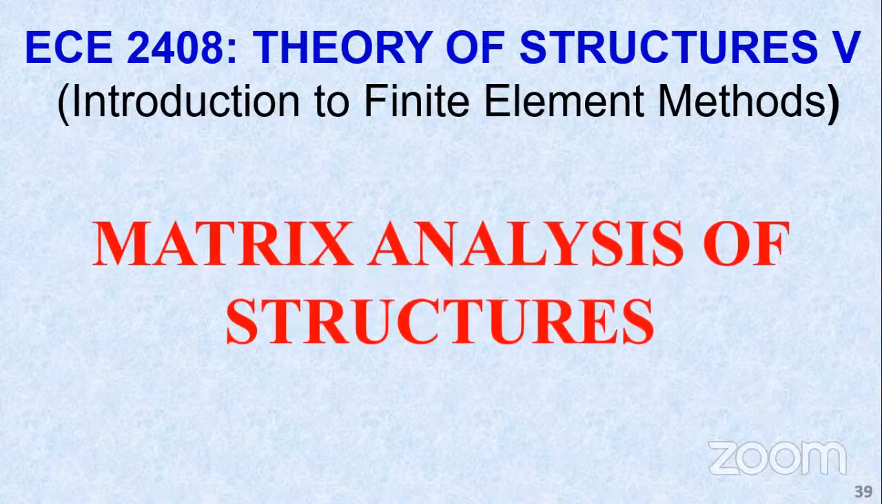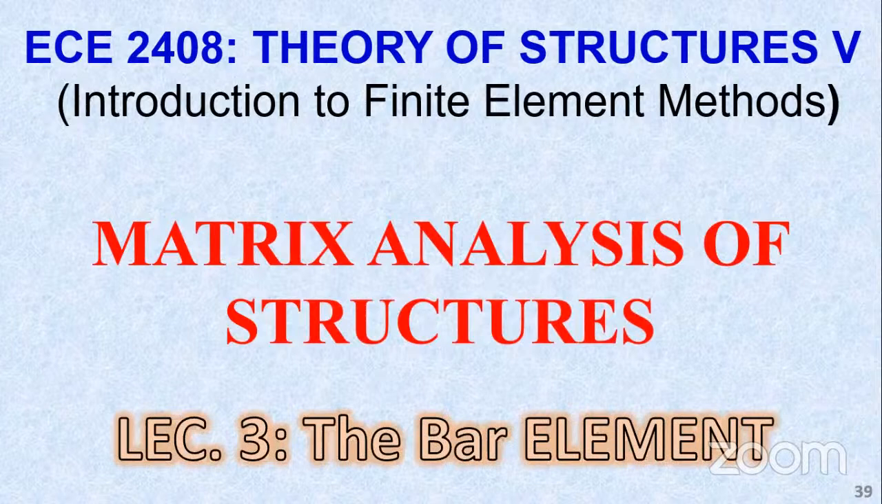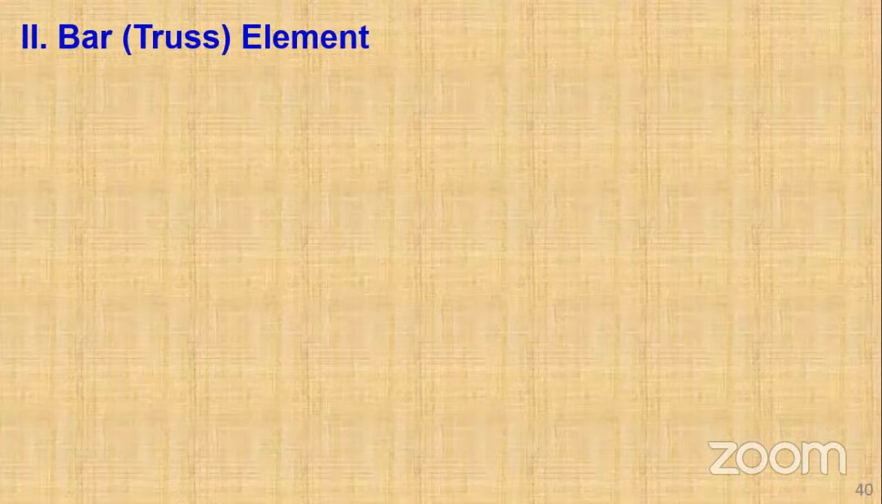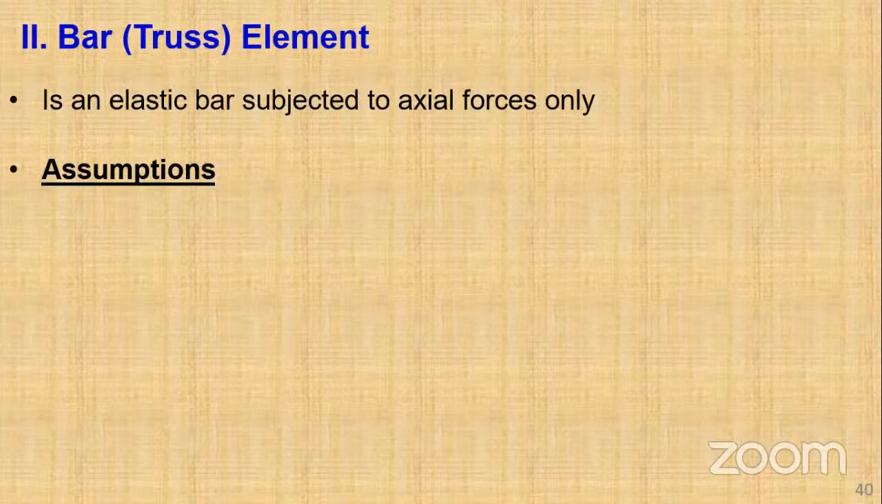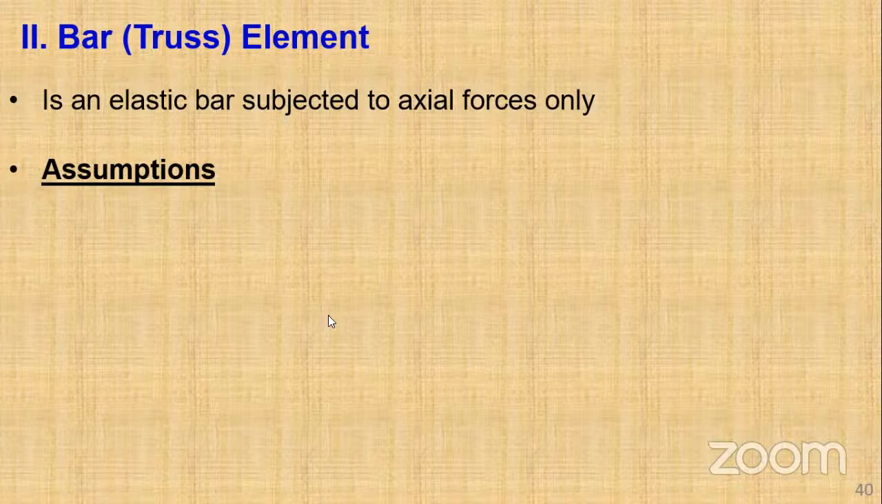And the finite element we are talking about here is a bar element. Now, this bar element, for your information, can also be called a truss element, and we are going to see why the two names. First, we note that a bar element or a truss element is an elastic bar that carries only axial forces. So what are the assumptions? Some of the assumptions that we have is that we assume a geometrically straight bar or an element.